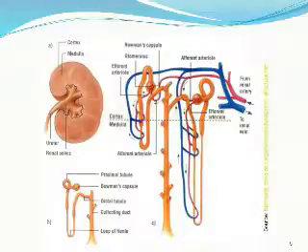So you've got the Bowman's capsule, followed by the proximal tubules, going to the loops of Henle, and distal tubules, collecting ducts. In the big picture there, you can see there are two nephrons, one on the left, one on the right. This picture is aimed to illustrate that not every nephron is the same. Nephrons have differences, and you can see some of them have longer tubules, or certain parts of the tubules are longer than the others.